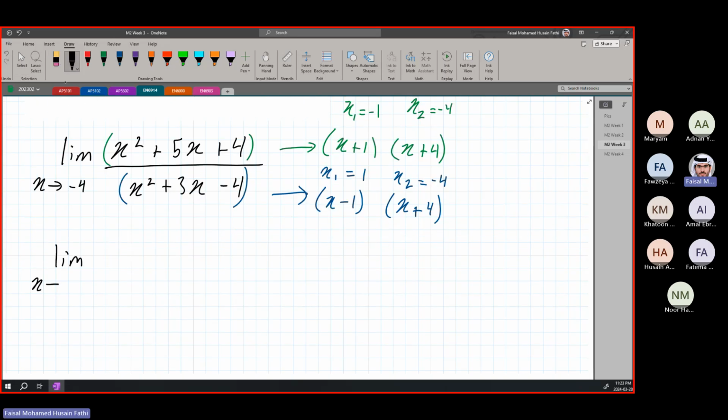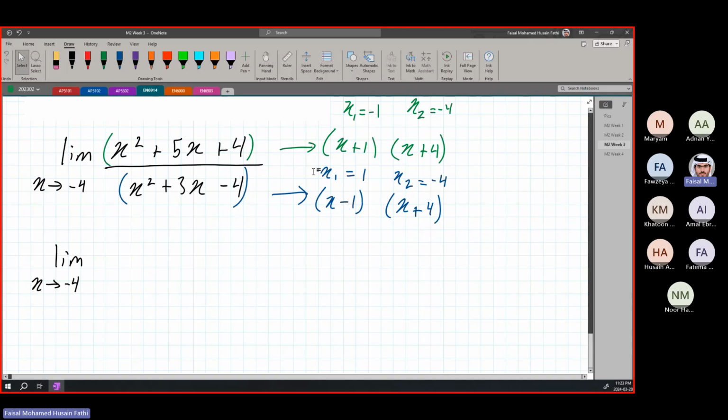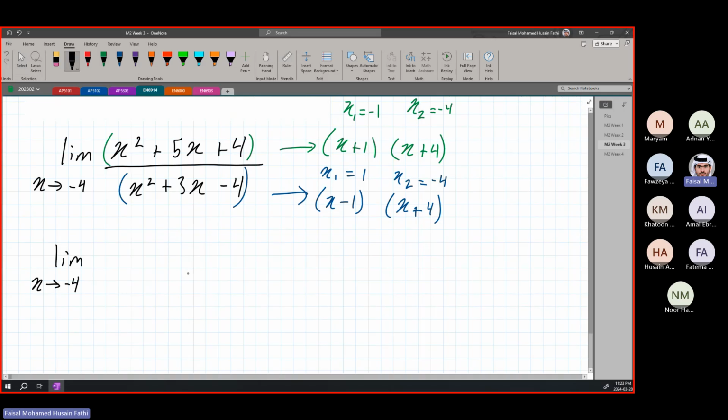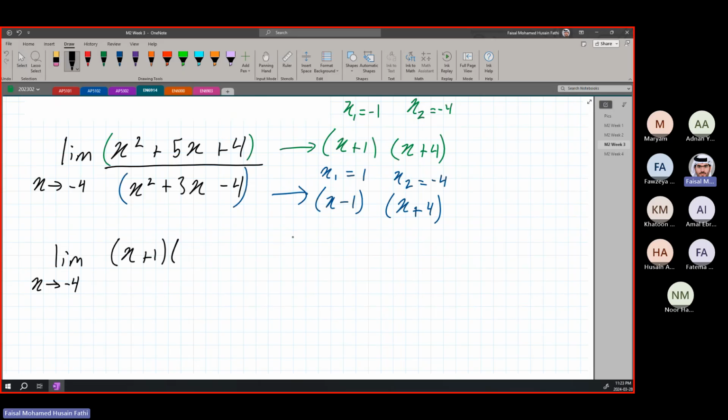Now we can rewrite this in factorized form. So the limit of x as x goes to minus 4. If you realize, if you substitute minus 4 into this equation directly, you will get a 0 in the denominator, so you'll not be able to solve it. This will always be the case when you're solving limits. That's why you need to do the factorization. So now if we rewrite it, x plus 1 times x plus 4 divided by x minus 1 into x plus 4. If you notice, x plus 4 and x plus 4 will cancel.